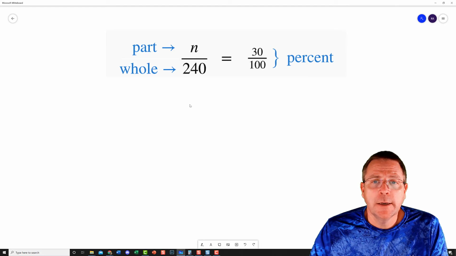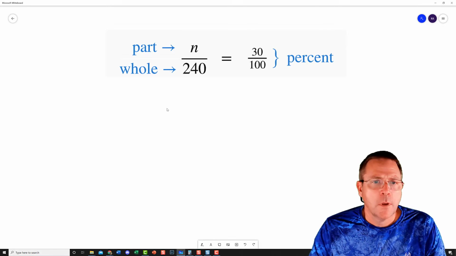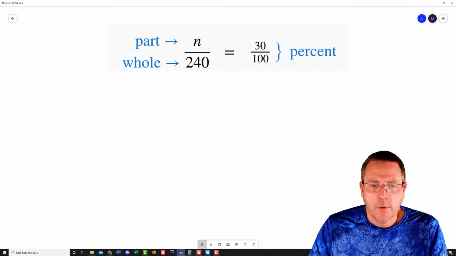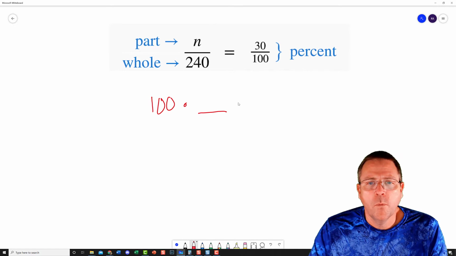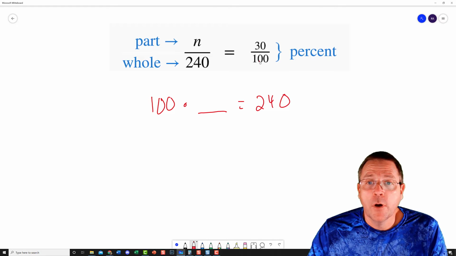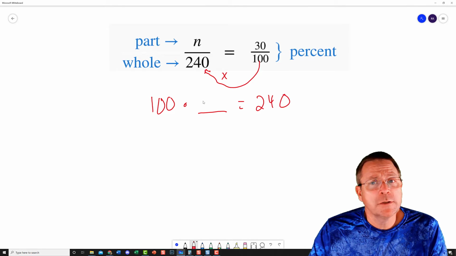Now using the technique that they taught us, we would say, alright, let's get my marker going here. 100 times what number is equal to 240? And they're going from 100 to 240. What do we multiply by? The answer is really obvious if you think about it, but if you don't think, it can be kind of tricky.